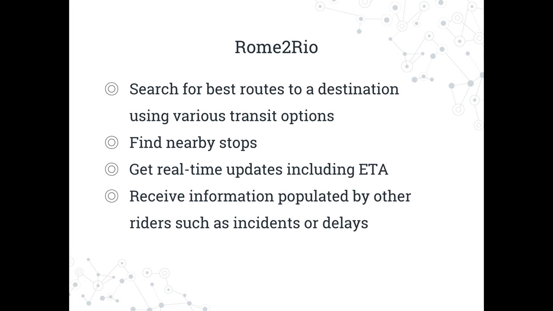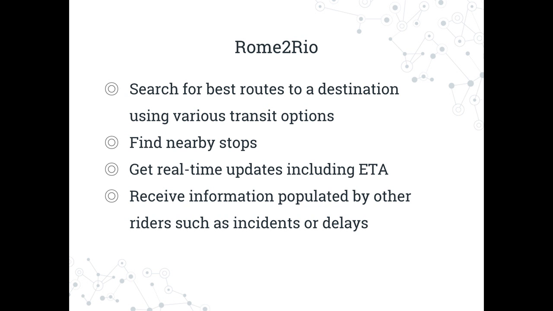Rome2rio is the next app that I wanted to discuss, and it is an app that is not necessarily as well developed for people who are blind and visually impaired. What's unique about this app is that it not only gives you all the best routes to a destination, but it also includes your other transit options that some of the apps don't include, such as Megabus or Greyhound. And even airfare.